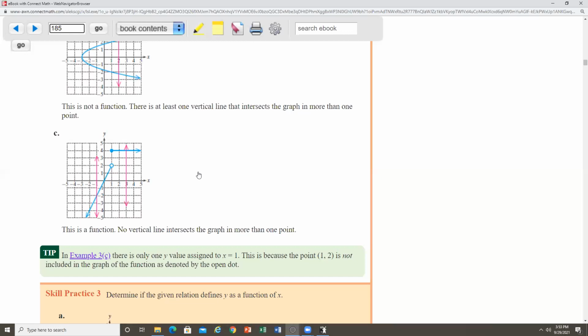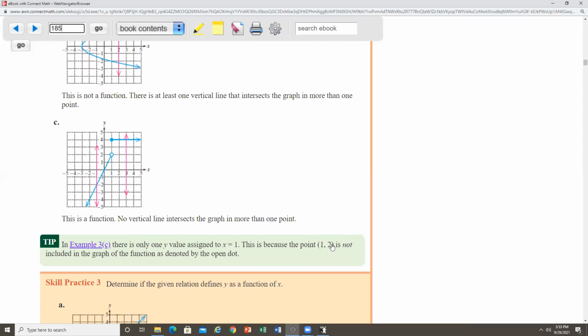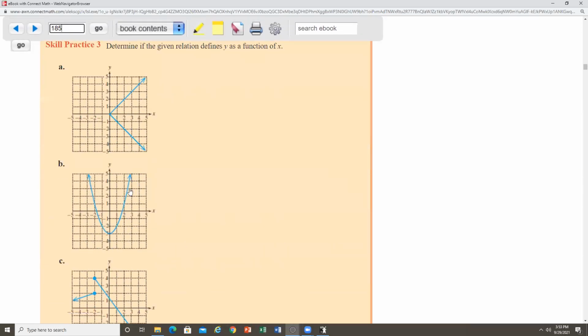Okay. All right. So do we understand the vertical line test and what it can tell us about whether the graph of a relation is a function or not? Does that make sense, ladies and gentlemen? Yes, it does. Okay. How about this one here?